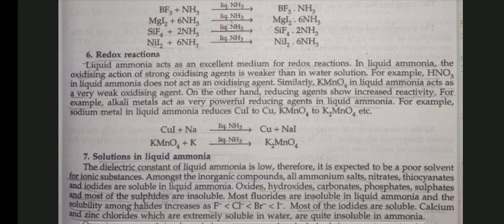Sixth, redox reactions. Liquid ammonia acts as an excellent medium for redox reactions. In liquid ammonia, the oxidizing action of strong oxidizing agents is weaker than in water solution. For example, HNO3 in liquid ammonia does not act as an oxidizing agent. Similarly, KMnO4 in liquid ammonia acts as a very weak oxidizing agent. On the other hand, reducing agents show increased reactivity. For example, alkali metals act as very powerful reducing agents in liquid ammonia. For example, sodium metal in liquid ammonia reduces CuI to Cu, KMnO4 to K2MnO4, etc.